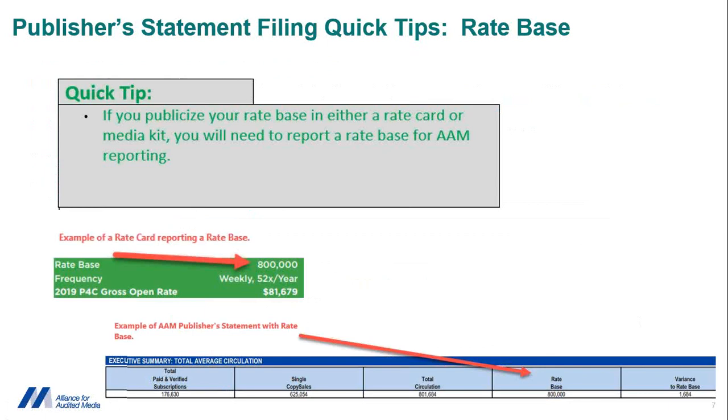A quick tip for rate bases. I have some publications or clients asking, how do I know if I have a rate base? Well, if you printed it in your rate card or your media kit, you're going to have to report it for AAM publisher statements. In this example, taken off a live rate card, they had 800,000 circulation where they're guaranteeing to their advertisers, hey, this is how many copies we distributed of our publication. And then it gets noted here in the rate base section of the publisher statement.